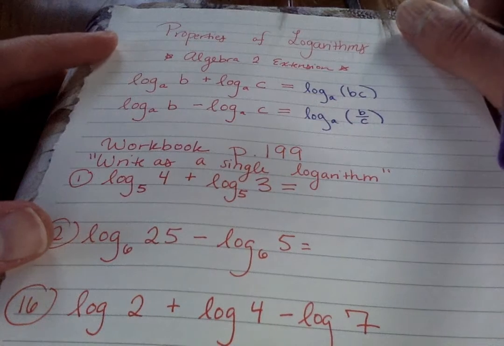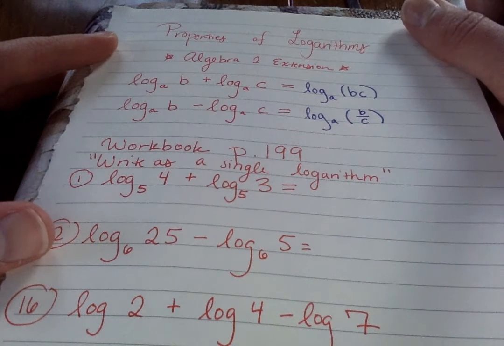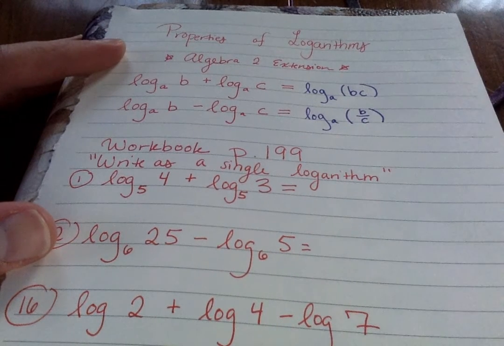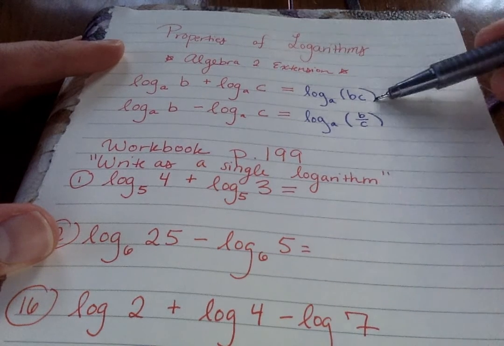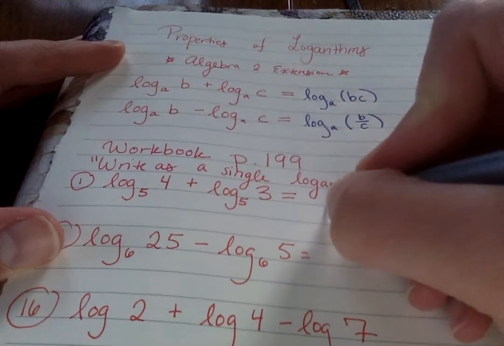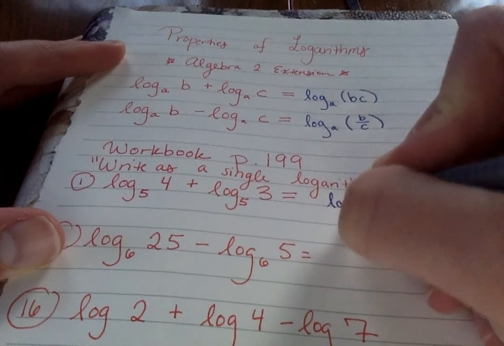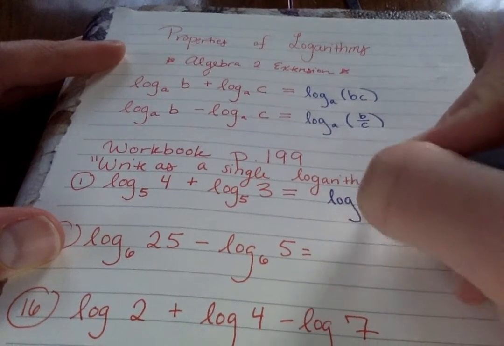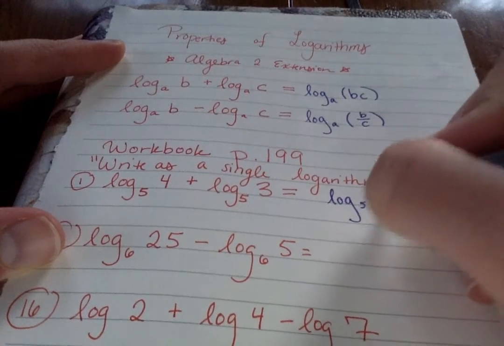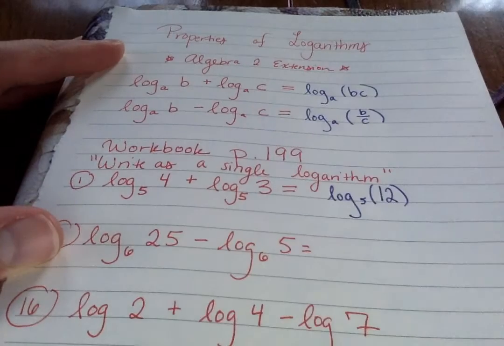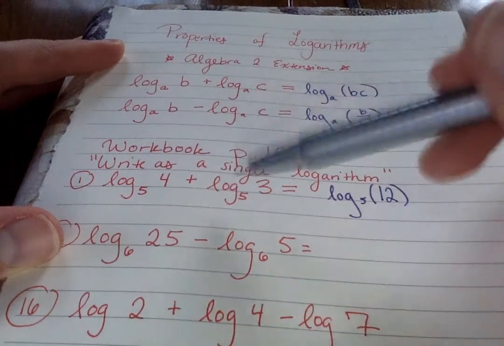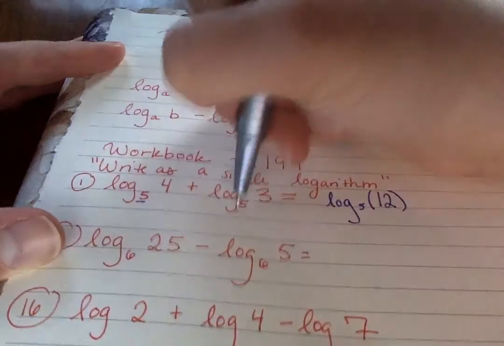Let's look at examples from workbook page 199, which is also where your extension assignment is from. If you have log base 5 of 4 plus log base 5 of 3, we use this rule because it's addition. That means to rewrite it as a single logarithm, it's log base 5 of 4 times 3, which is 12. So we're not adding these numbers, we multiply them. We can only do that because they have the same base. They both have this base of 5.